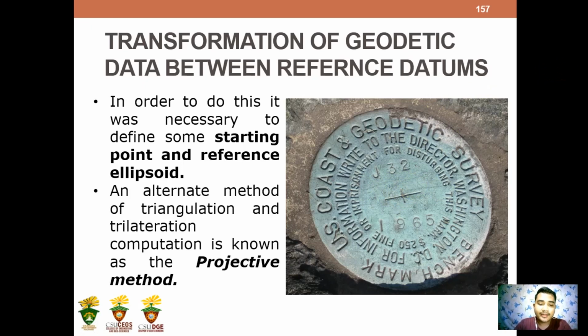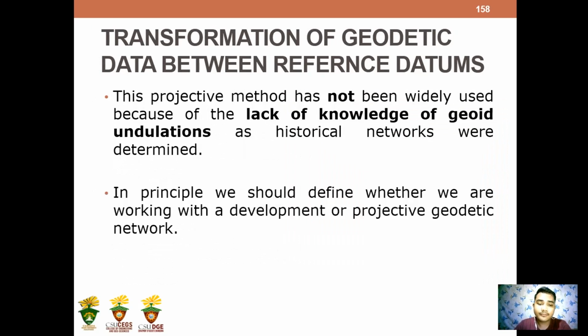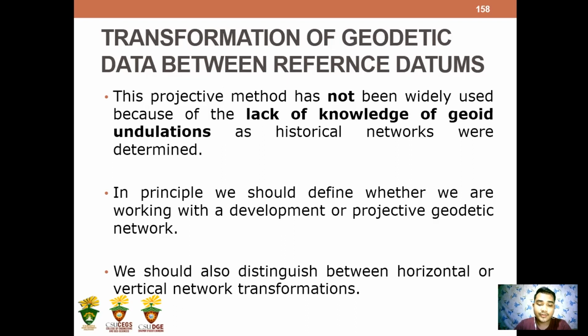And an alternate method of triangulation and trilateration computation is known as projective method. So again, alternate method daw of triangulation and trilateration computation, ang tawag niya is projective method. This projective method has not been widely used because of the lack of knowledge of geoid undulations, as historical networks were determined. In principle, we should define whether we are working with a development of a projective geodetic network. We should also distinguish between horizontal and vertical network transformations. Lahi ang sa horizontal, lahi po ang sa vertical.